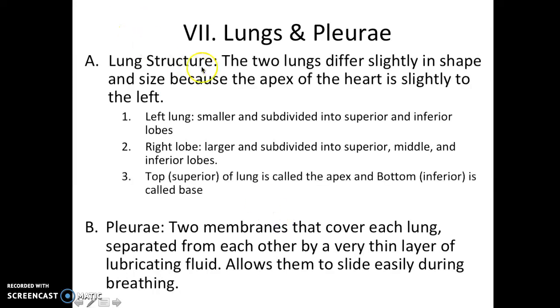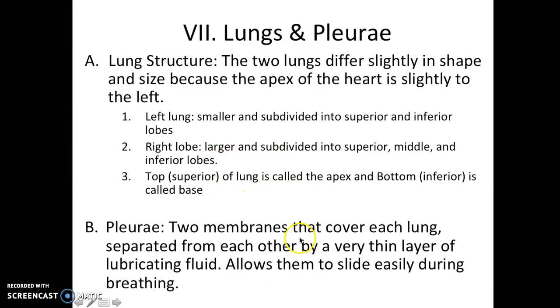Okay, so the lungs. You have two lungs that differ slightly in shape and size because the apex of the heart is slightly to the left. Your left lung is smaller and subdivided into superior and inferior lobes. The right lung, which is larger, is subdivided into superior, middle, and inferior lobes. So the left lung only has superior and inferior lobes. The right lung has three: superior, middle, and inferior. The top of the lung is called the apex, and the bottom, or the most inferior part, is called the base.